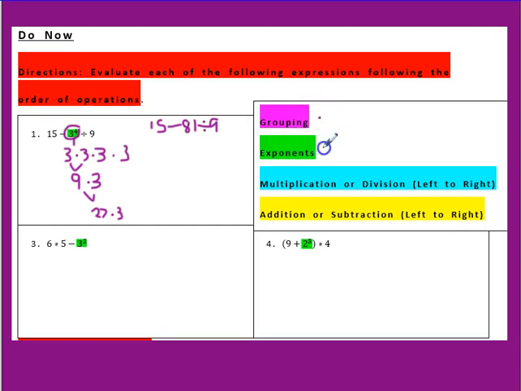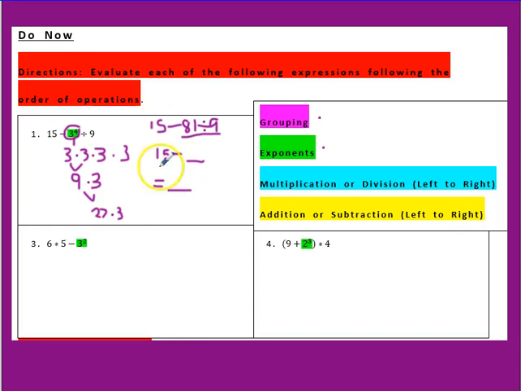So we've done grouping and exponents. The next thing is multiplication or division from left to right. I have subtraction and I have division. That must mean that division comes first. So we would do 15 minus, what is 81 divided by 9? Write your answer here. And then the last step is to subtract that number from 15 and put your answer here.